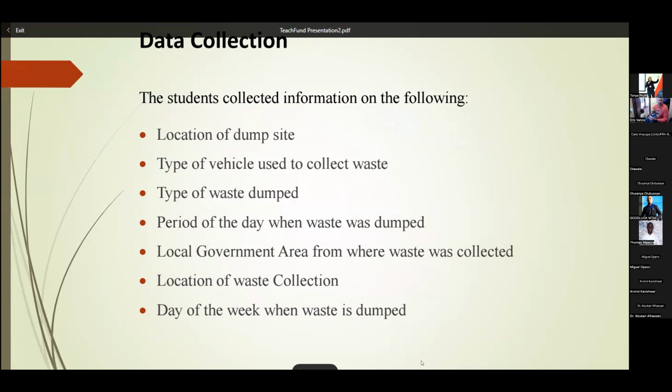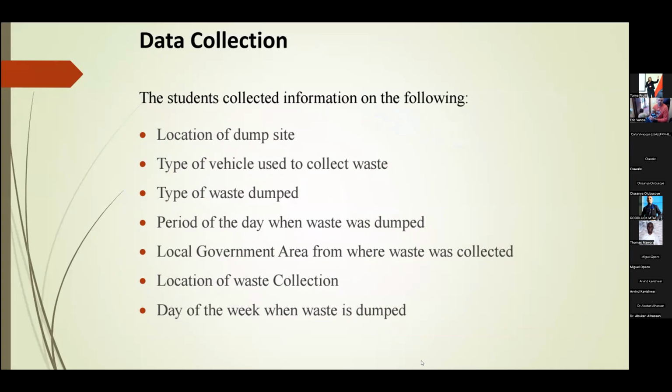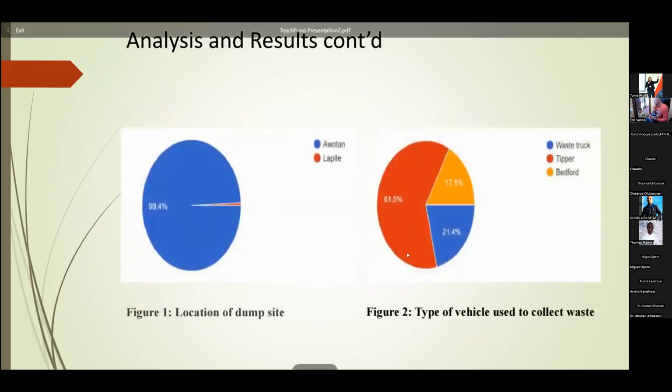Okay, we included the location of the dump site because we thought we were going to be looking at the 6 dump sites, not knowing that all the other 5 are not functional. Then the type of vehicles used and so on and so forth. So these are the variables for which we collected data. And now this first figure shows the location used.